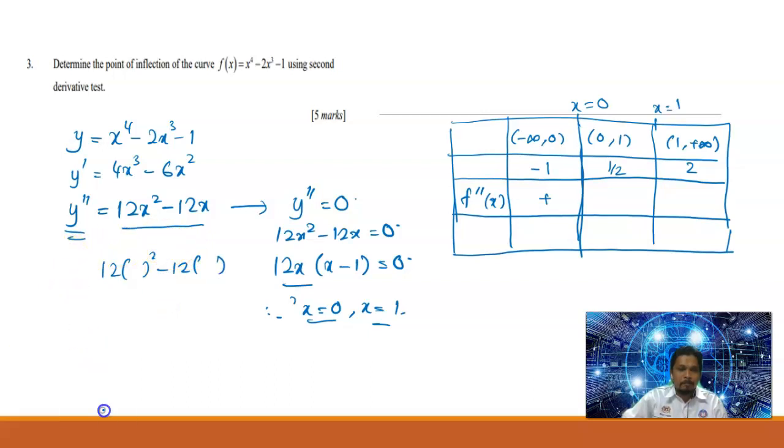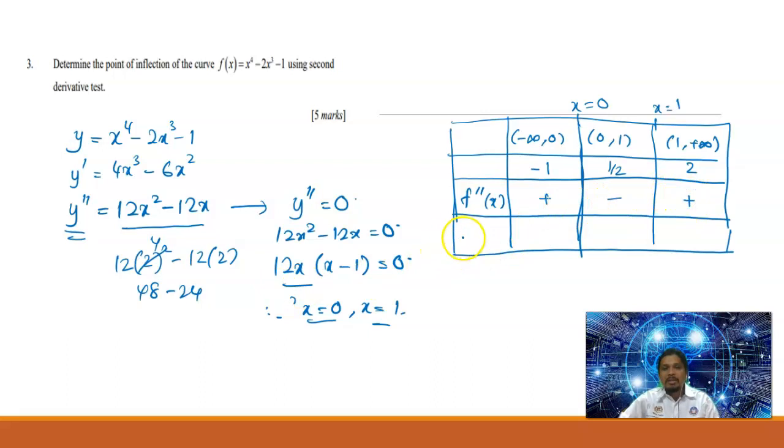Then next one, 1 over 2. 1 over 2 squared gives you 1 over 4. 12 divided by 4 equal to 3, and 12 divided by 2 equal to 6. 3 minus 6 equal to negative 3, negative. And then 12 times 2 squared minus 12 times 2. 2 squared equal to 4, 4 times 12 is 48, minus 24 equal to positive 24.